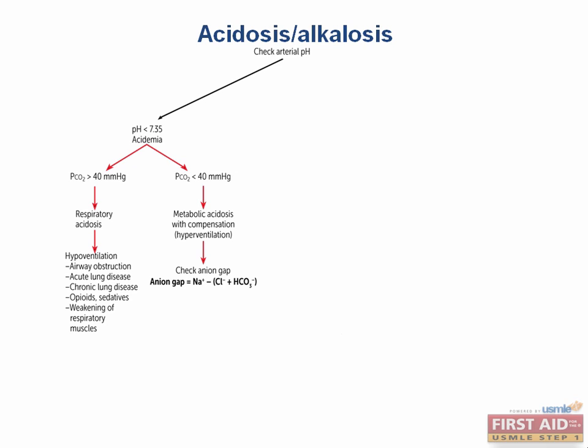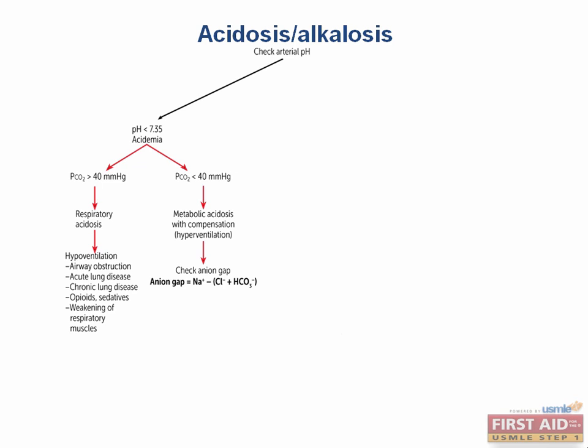What should a normal anion gap be? Well, a normal anion gap is between 8 and 12 milliequivalents per liter. This tells us if there are any foreign anions in the patient's blood, because these foreign anions are acids that have donated their hydrogen ions to the blood.